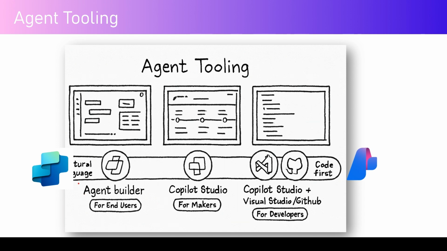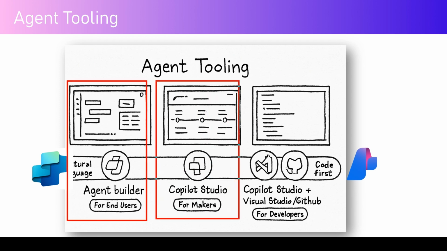So for an end user, the end user can make use of agent builder to create an agent. Makers can use Copilot Studio to create an agent, and developers can use Copilot Studio, Visual Studio, GitHub, or maybe Azure Foundry to create an agent. All these different personas have different roles to play.